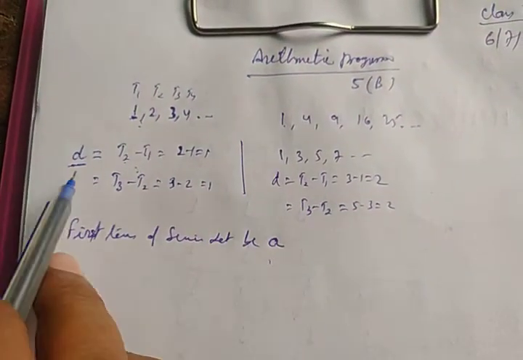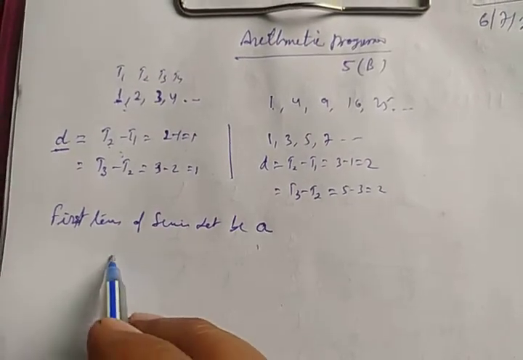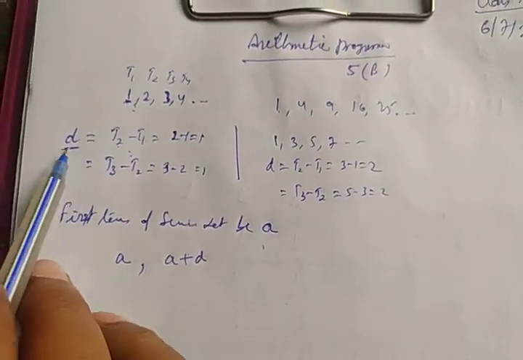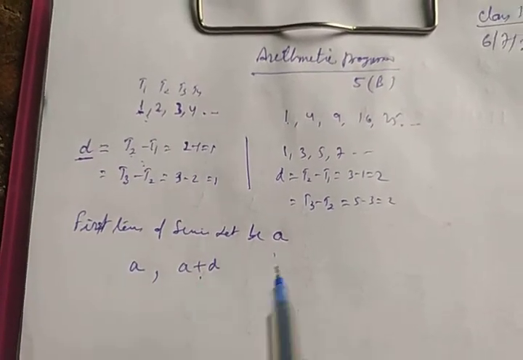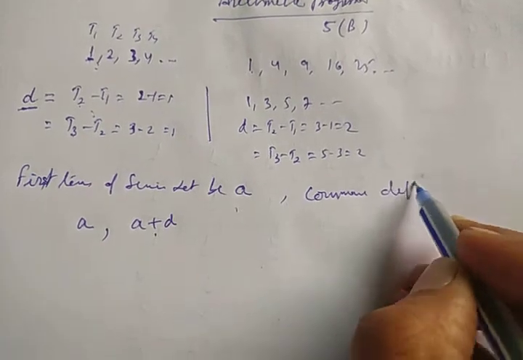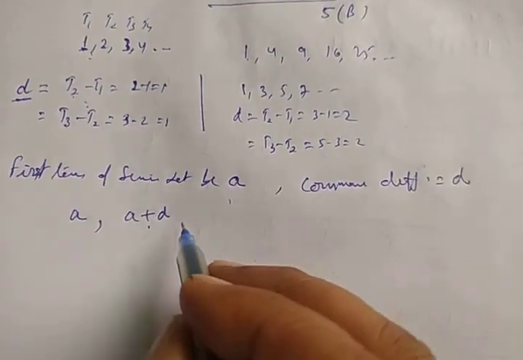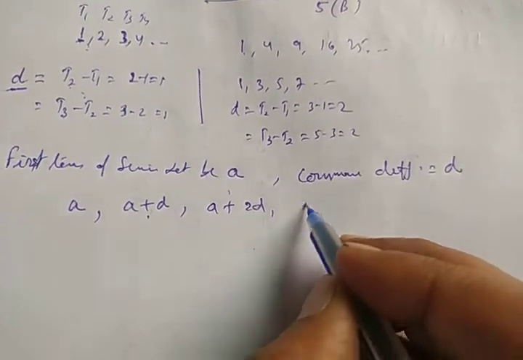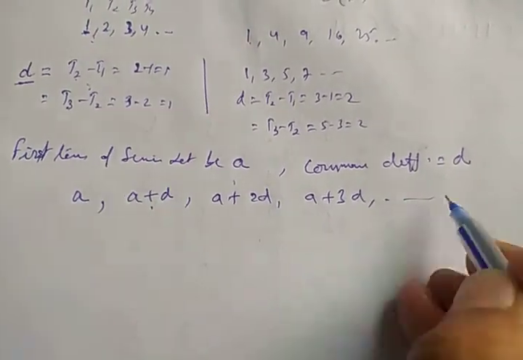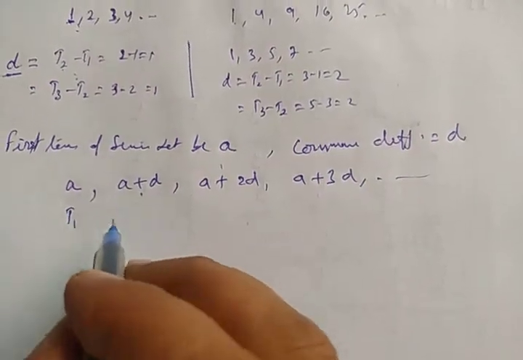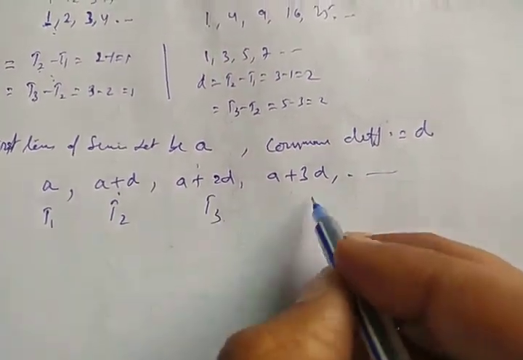If you are taking the series by literals, the first term is A, the second term would be A plus D. You will add the common difference. Common difference you should also write: common difference be D. Again it would be A plus 2D, A plus 3D onwards. In the same manner you can calculate. Now this is the term T1, this is T2, this is T3, this is T4.